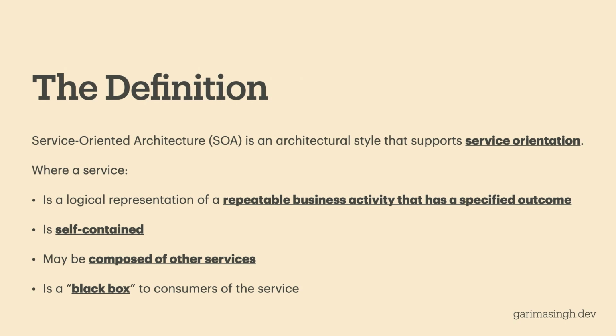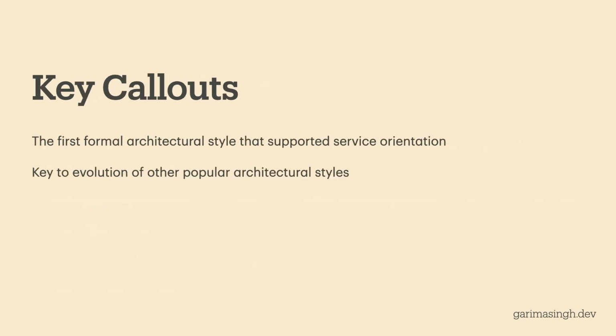So that's why it's called a black box. Now remember, this term was coined in 1996. So it was the first formal architectural style that supported service orientation. Now, do I think that it got really popular at that time? Not really. In fact, it led to a lot of ambiguity.